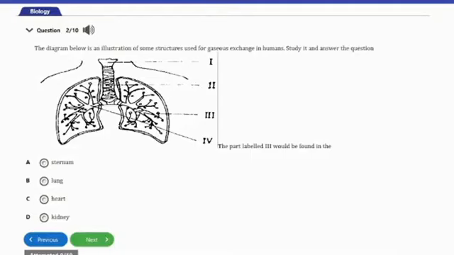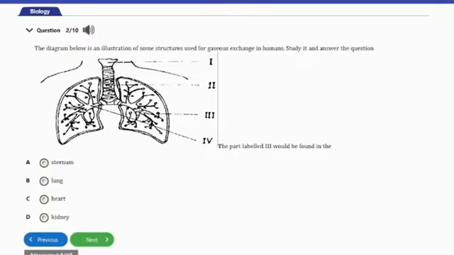It says, the diagram below is an illustration of some structures used for gaseous exchange in humans. Study it and answer the question. So guys, here is the structure here, and the question says, the part labeled III would be found in the A. sternum, B. lung, C. heart, D. kidney. So guys, obviously the answer to this question is option B here, and that's the lung. So that's it for that question.